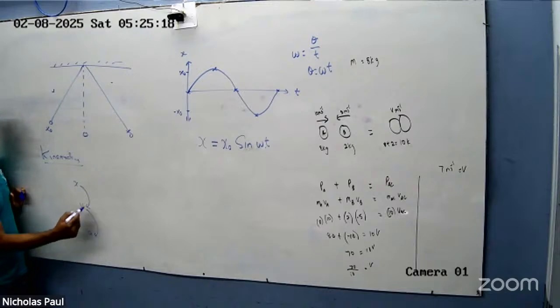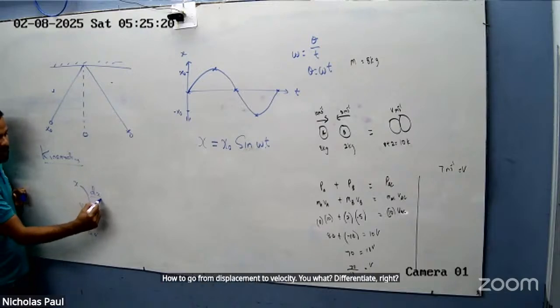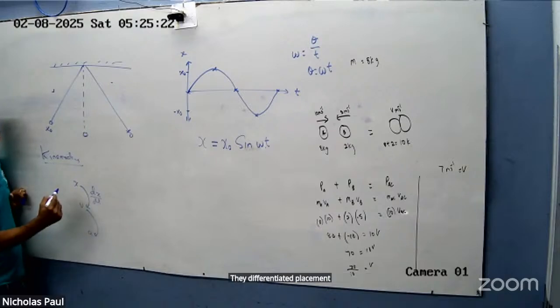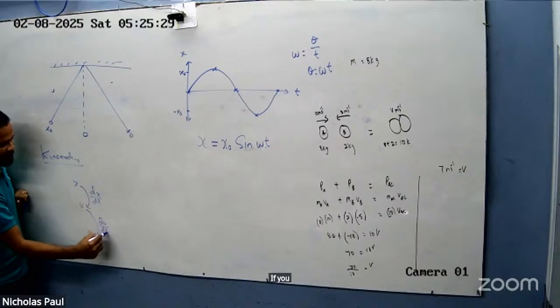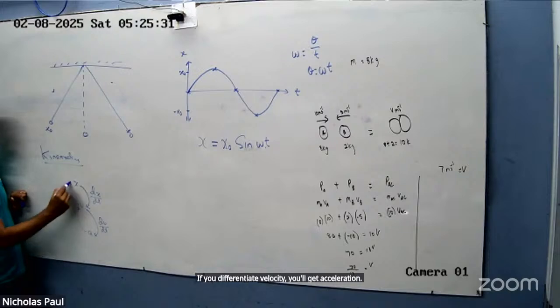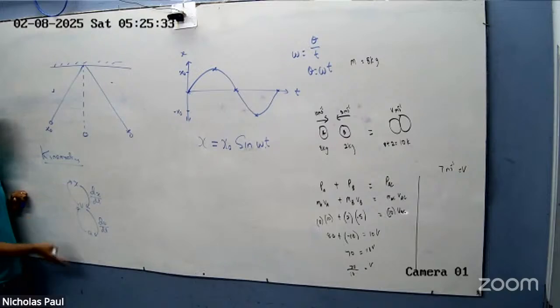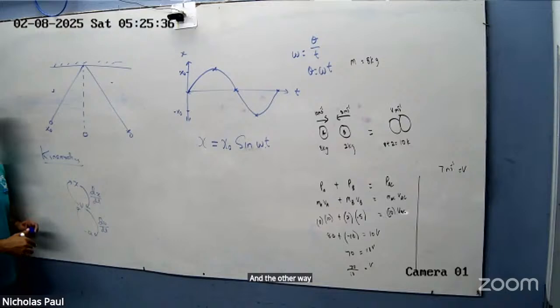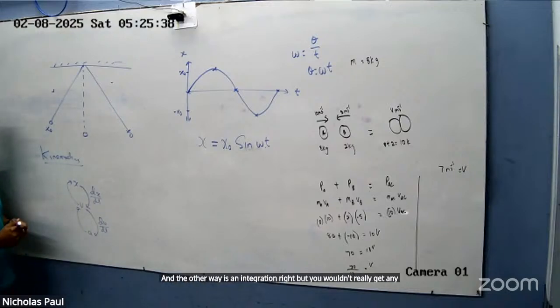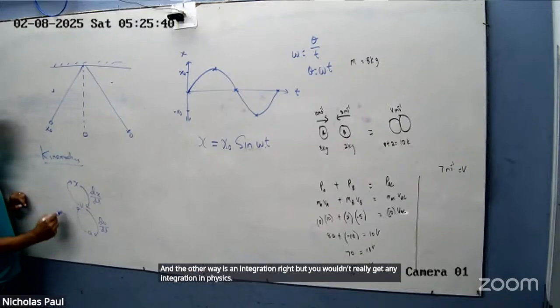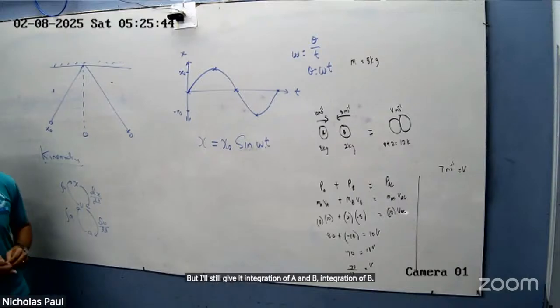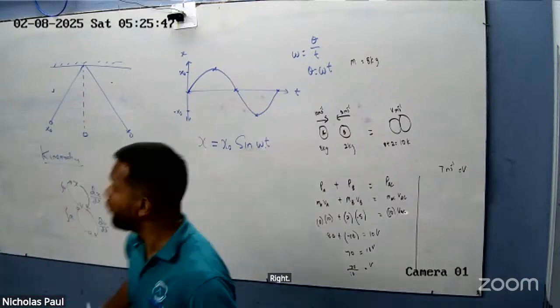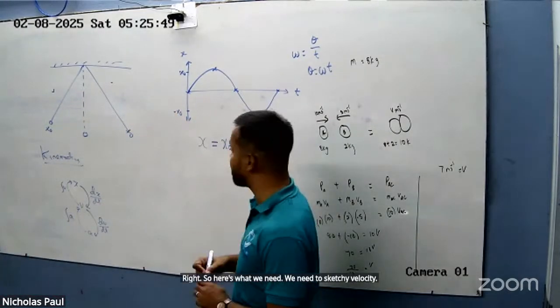You differentiate, right? So if you differentiate displacement, you'll get velocity. So if you differentiate that, you'll get a velocity graph. If you differentiate velocity, you'll get acceleration. And the other way is integration, right? But you wouldn't really get the integration in physics. But I'll still give it: integration of A is B, integration of B. So here's what we need. We need to sketch the velocity graph now.